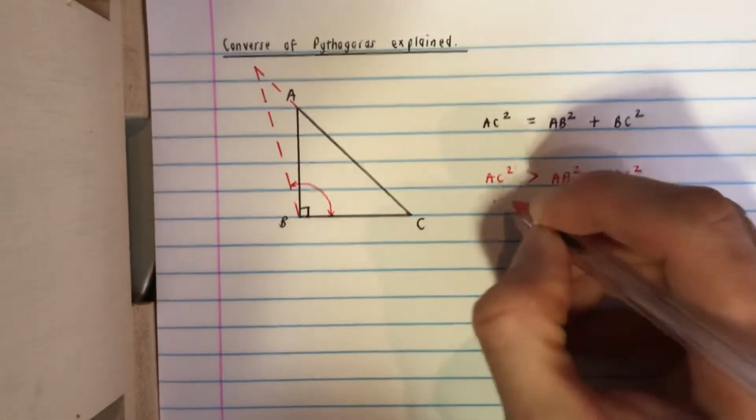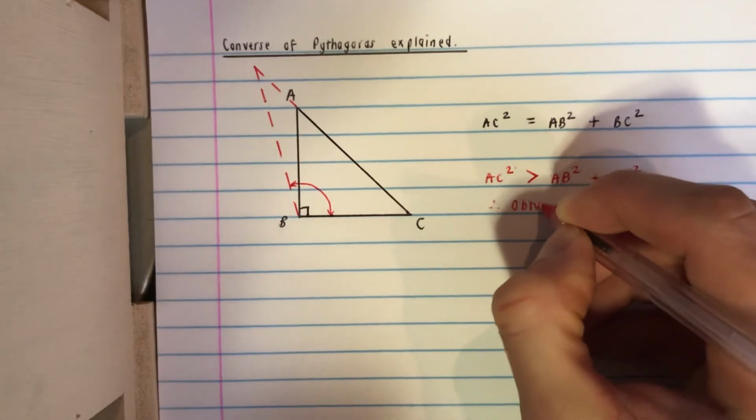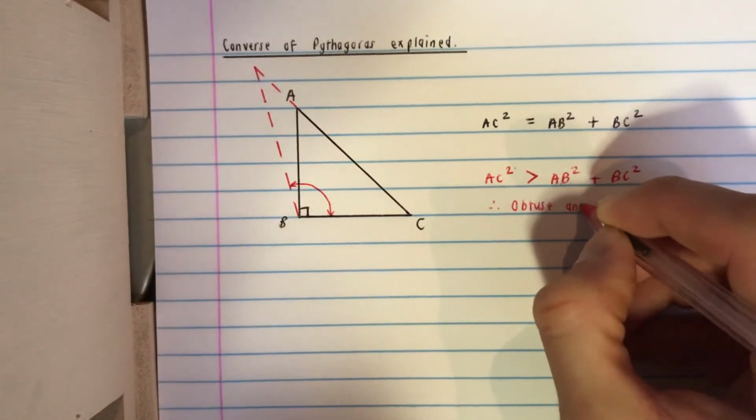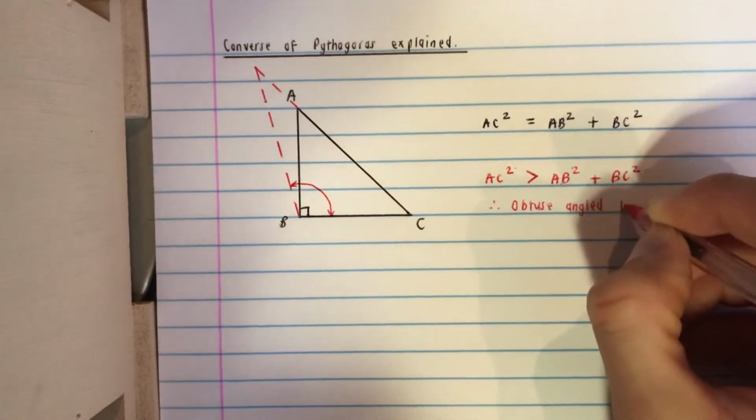So we say therefore obtuse angled triangle.